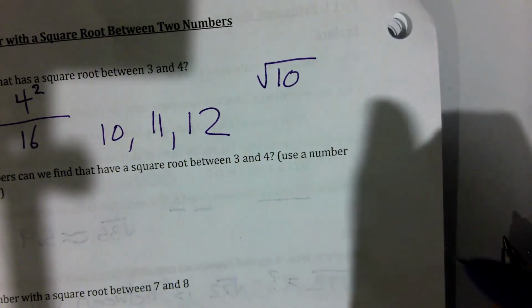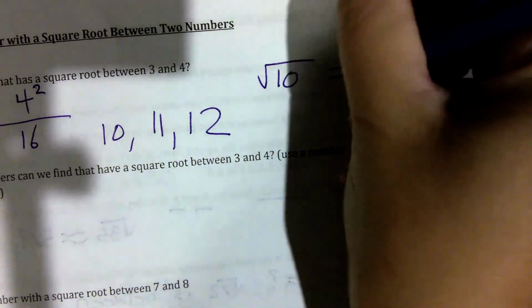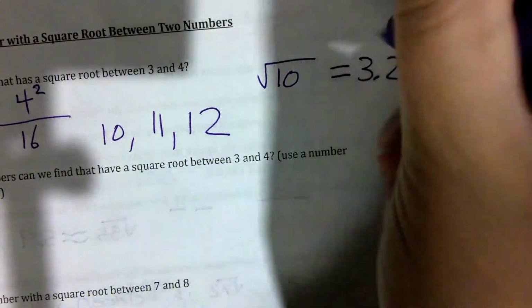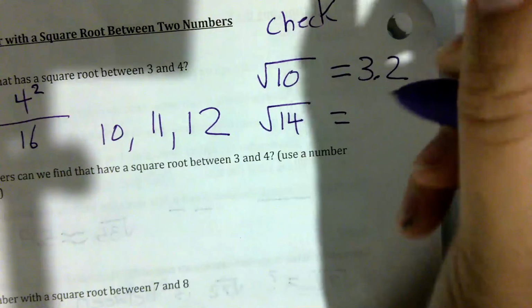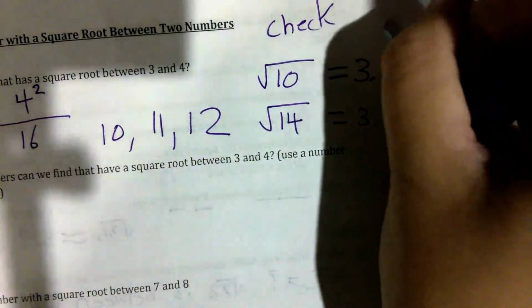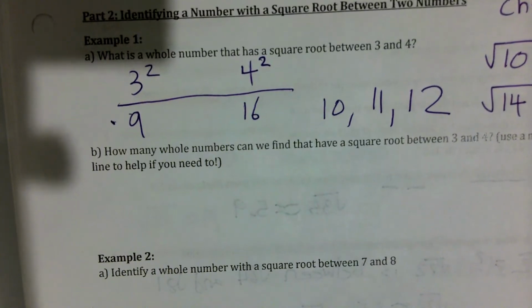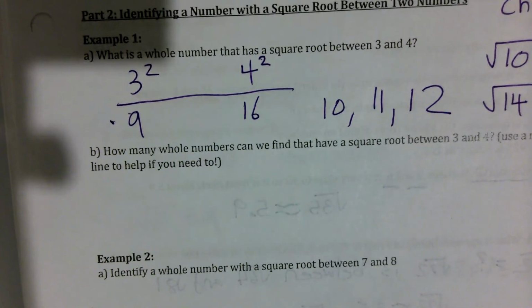For example, the square root of 10 is approximately 3.1 or 3.2. I can check with my calculator. 3.2. Check with calculator that it's between 3 and 4. Square root of 14, 3.7. So any whole number between 9 and 16 will give me a square root between 3 and 4.